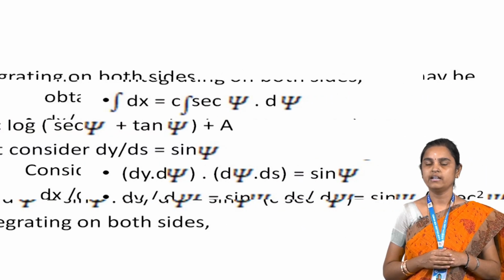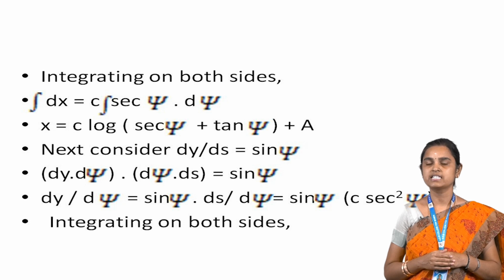Now integrate on both sides. So integrating, we get the integration of dx equal to c times the integration of secant psi d psi. So the integration of dx is x, and c is a constant. The integration of secant is log of secant psi plus tan psi. So again we will get a constant, capital A.